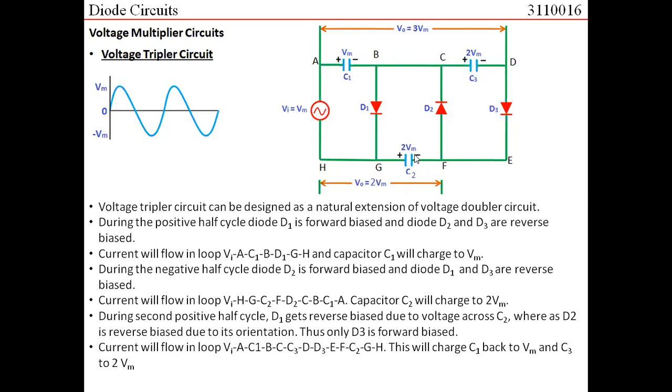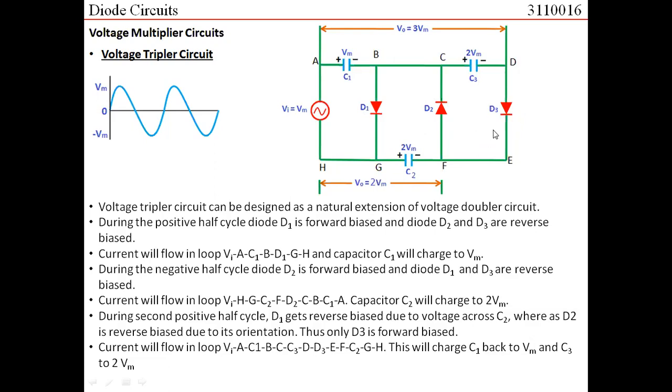Now, in the second positive half cycle, what would happen? Initially, in the first positive half cycle, D1 was getting forward bias, but at that time the voltage across C2 was zero. It was not charged. Now the voltage is present across C2. It is charged to 2 Vm. So the N terminal of the diode is charged to 2 Vm. This would make D1 reverse bias. D2, by the way in which it is connected, remains reverse bias.